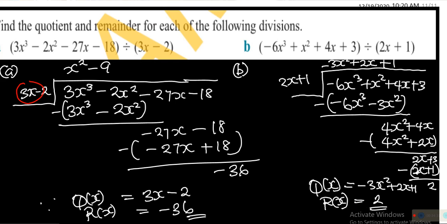Okay, so I think we messed up something here. The quotient of number A is x squared minus 9. Okay, yeah.